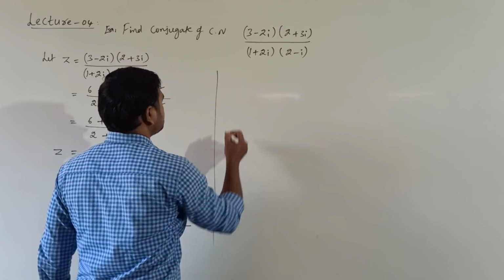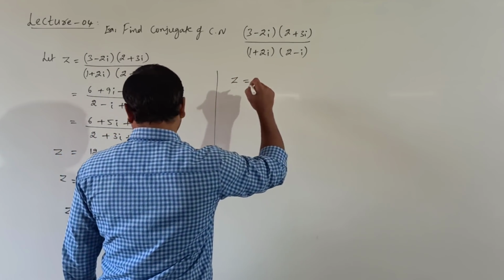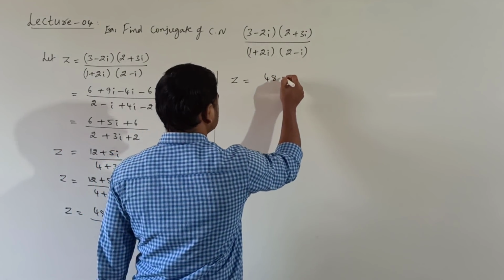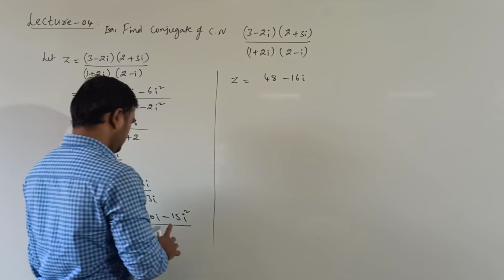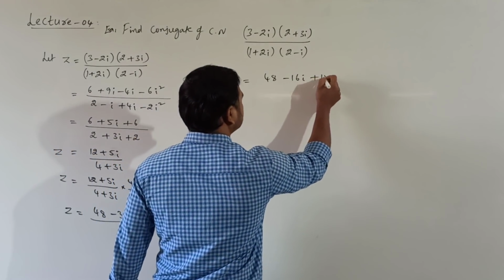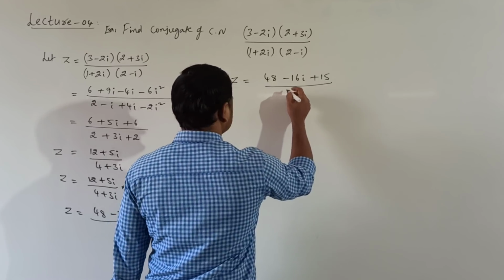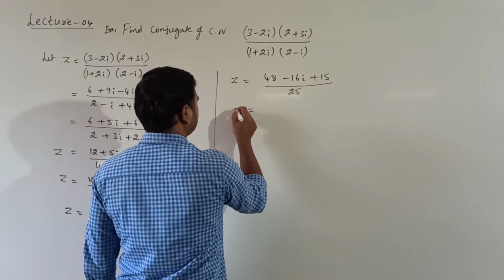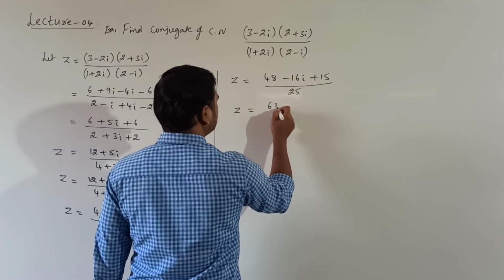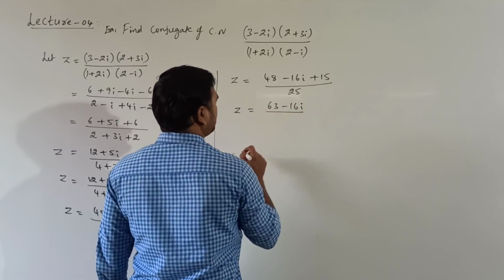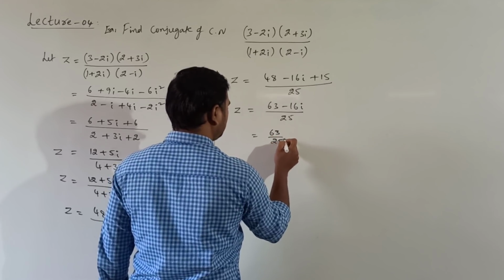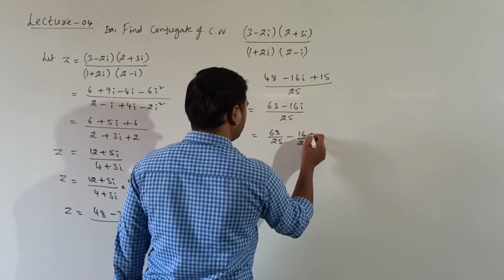So it is a square plus b square. So z can be written as 48 minus 36i plus 20i minus 16i, minus 15 into i square is minus 1, into minus 15 is plus 15, divided by 16 plus 9, which is 25. So z is, adding 48 plus 15 is 63, minus 16i, divided by 25, or you can write 63 by 25 minus 16 by 25 into i.